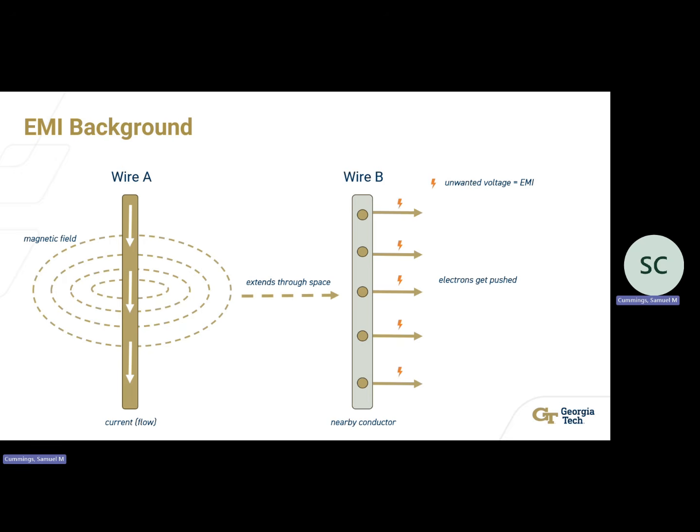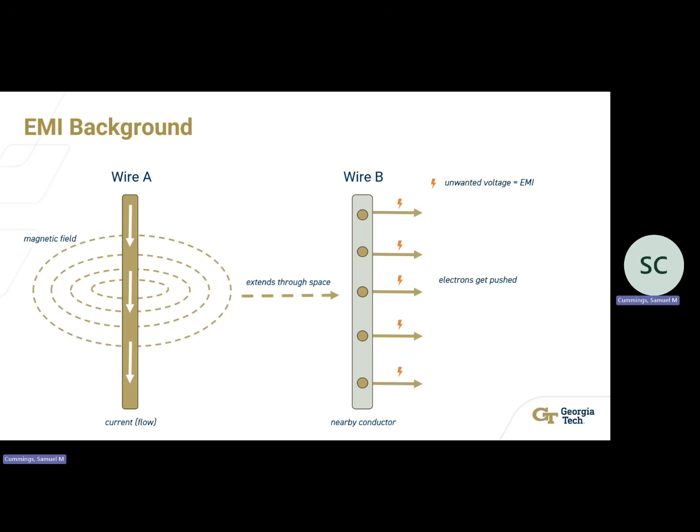And I also want to note that wire A and wire B are completely separate. They're different systems, part of different systems. They're not in the same system. So a given fact is any wire with current flowing through it generates a magnetic field. So that's why wire A, it has current flowing. That's why it has that magnetic field around it.